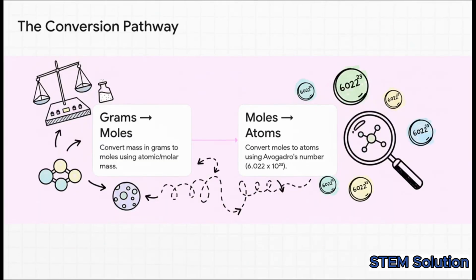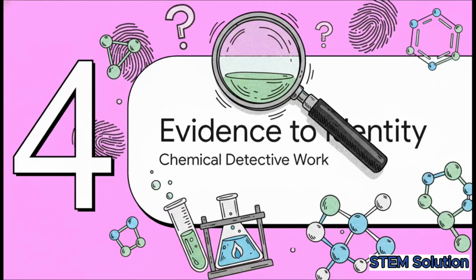And what this gives us is a super clear two-step pathway. If you know the mass of your substance in grams, you can use what's called its molar mass, which is just the weight of 1 mole of that stuff, to figure out how many moles you have. And once you have moles, you just multiply by Avogadro's number, and bam, you know the exact number of atoms. This is it. This is the critical link between the visible world we can weigh in grams and the invisible world of atoms.